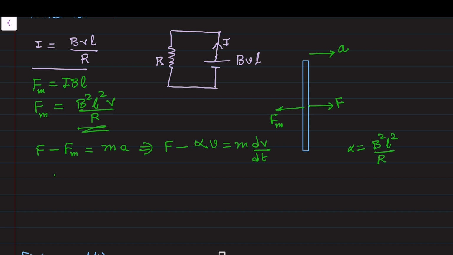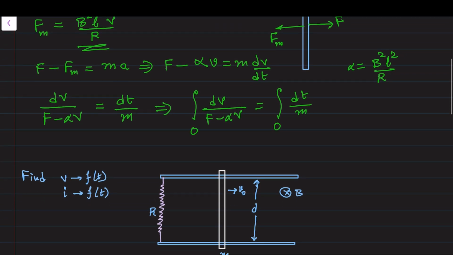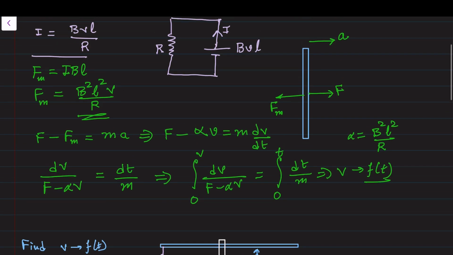Now this equation we can write as dV upon F minus alpha V is equal to dt by m. Integrating this equation, at t equal to 0 the velocity was given as 0, and at any time t it is v. Solving this equation you will get v as a function of time.